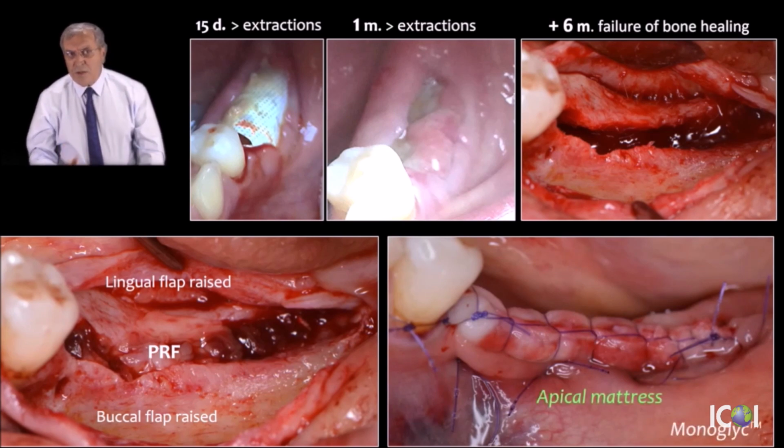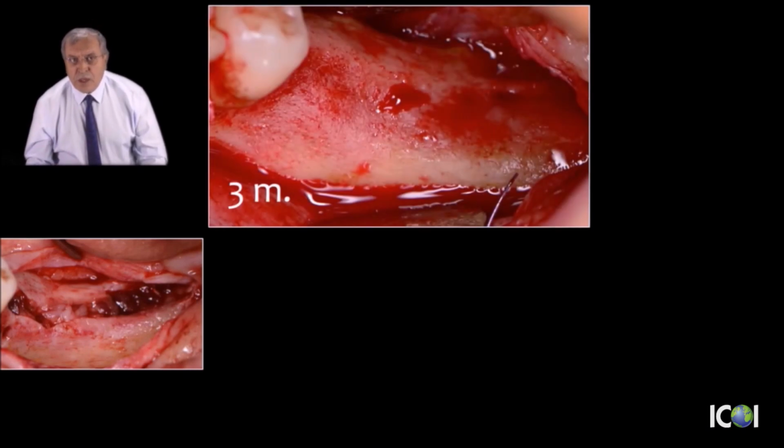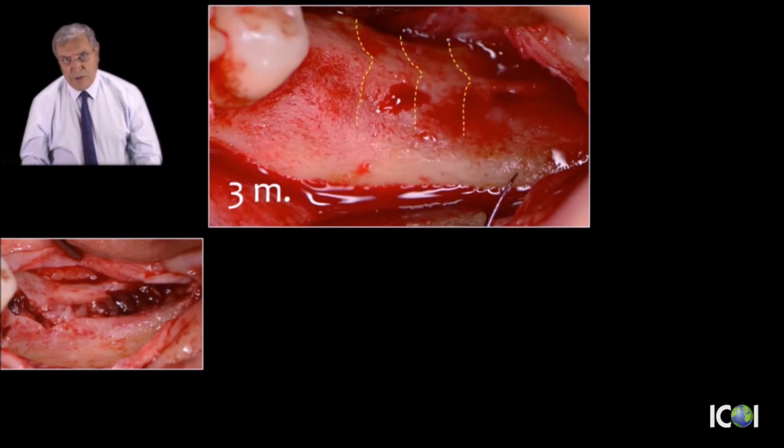But in this case, you can see that we have 2 flaps, one lingual and one buccal. If we follow the literature, we will say definitely we will lose the bone because we did a flap. But we don't agree with this theory. For us, the only action is to fix the flap and to remove the tension. This is what we did. Apical mattress, fixing the flap, and then we can see what happens after 3 months.